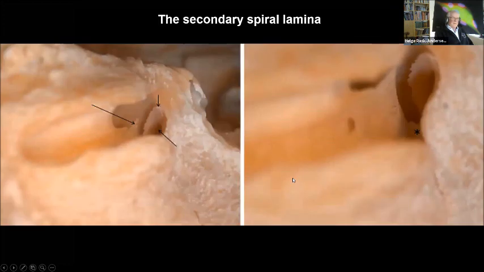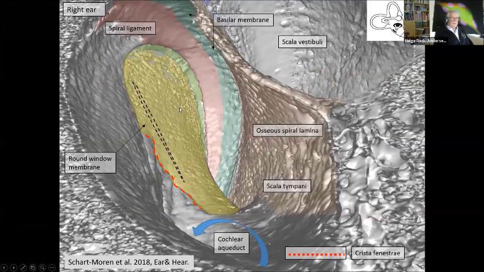It's very, very fascinating. It's through the secondary spiral lamina, which is almost like a bony or cartilage ridge, which acts as an anchor for the basilar membrane at the round window. And if you sit inside the cochlea looking outside, towards the middle ear, you have the round window here, you have this suspensory apparatus here, which you easily destroy when you do cochleostomies.